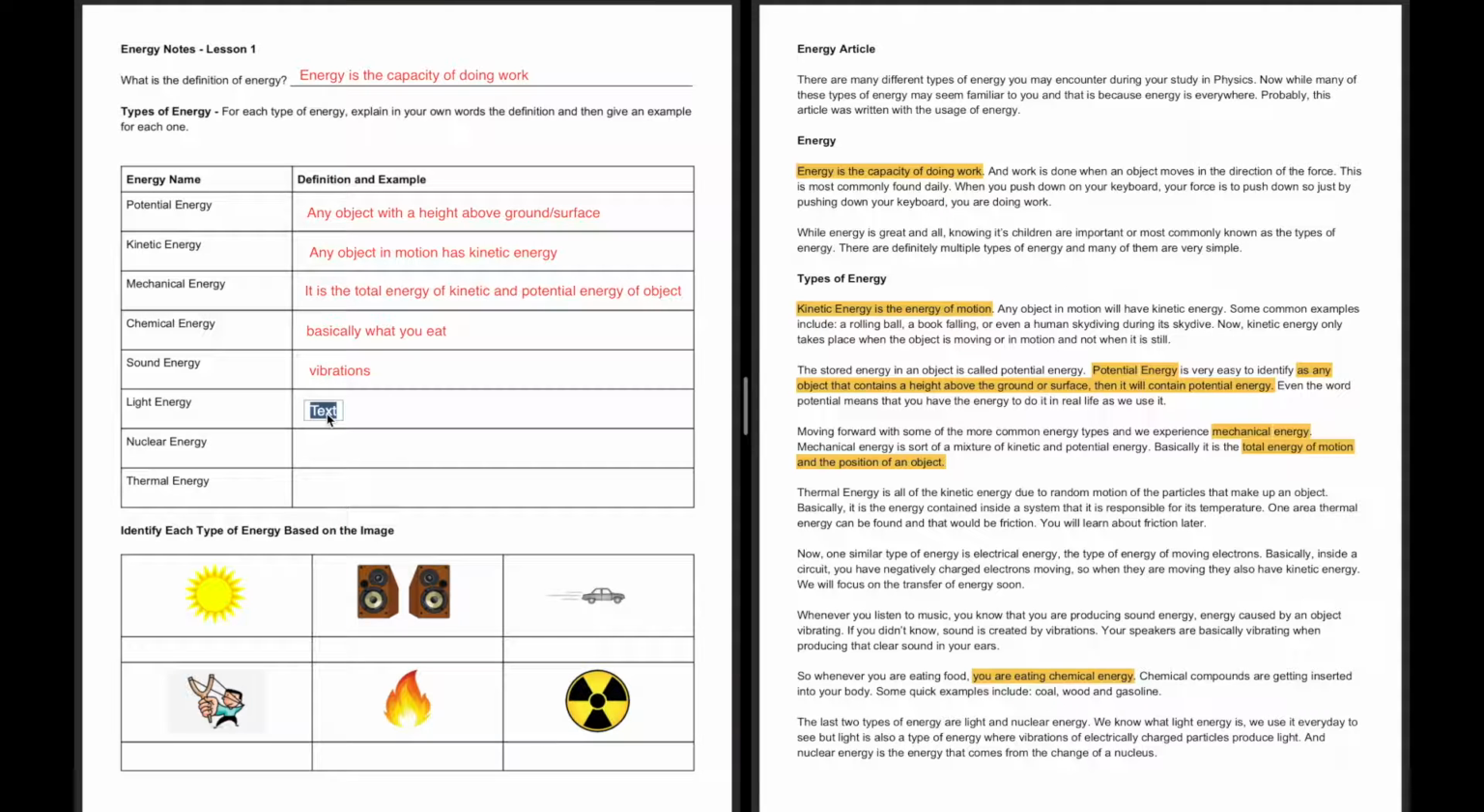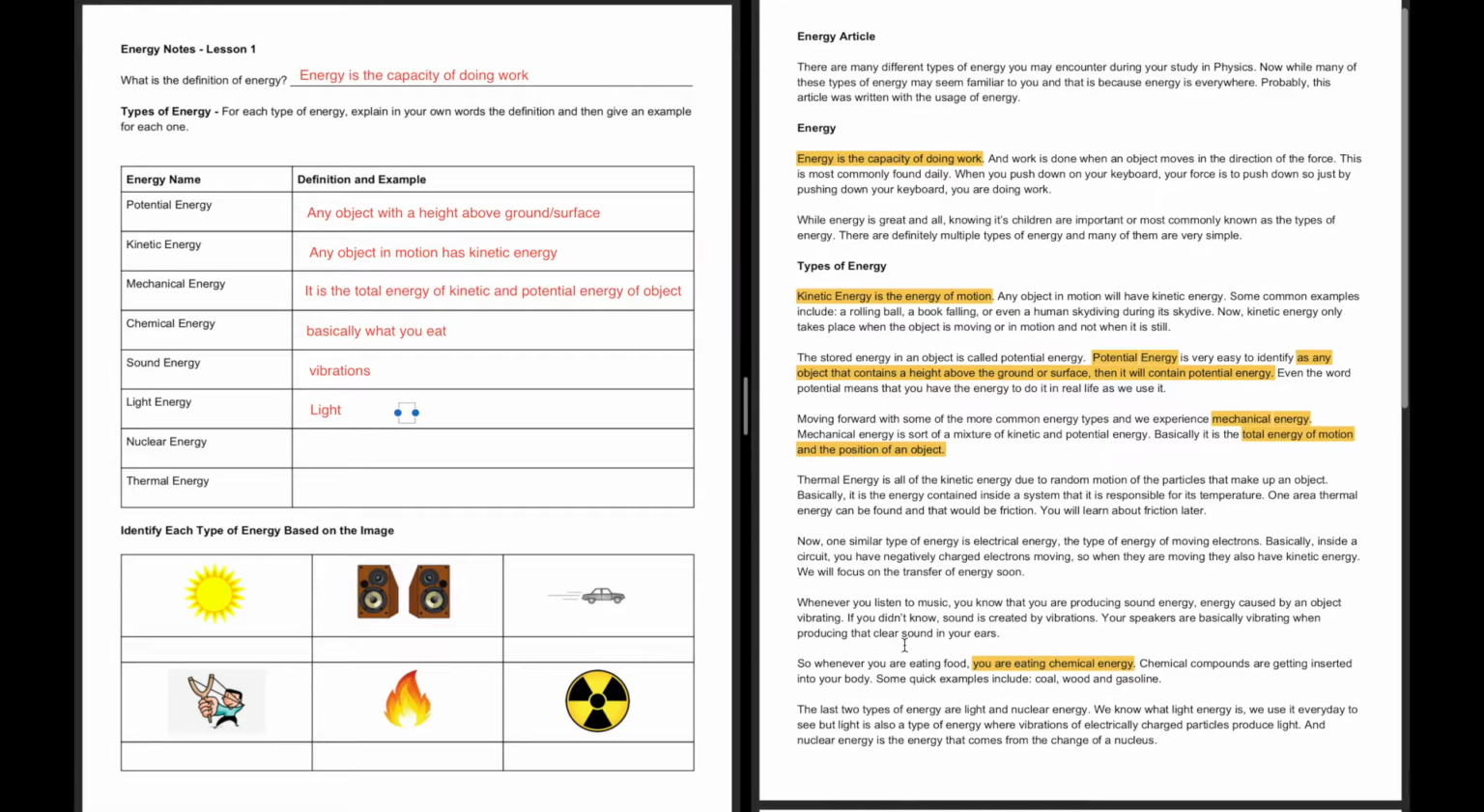So then light energy, according to this article, we use it every day. It's basically where vibrations of electricity are positively charged and all that. So we'll just say that light energy is basically light. And then how it's produced, sort of thing, but we're not going to write that. Light, I think you can remember.